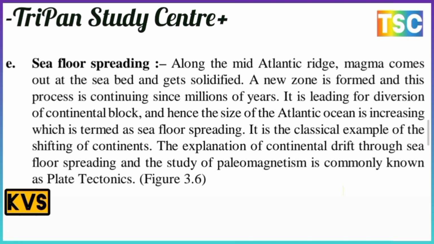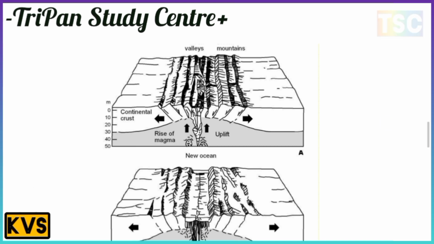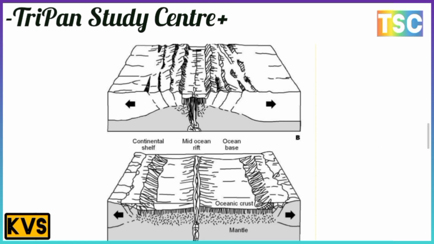The explanation of continental drift through sea floor spreading and the study of paleomagnetism is commonly known as plate tectonics, the most important area here. Here we show this figure. In this figure, the most important are the valley, mountain, continental crust, and the rise of magma. There is a second diagram, B, also important here, and C shows the continental shift, the mid-ocean rift, the ocean base, and the oceanic crust and mantle.